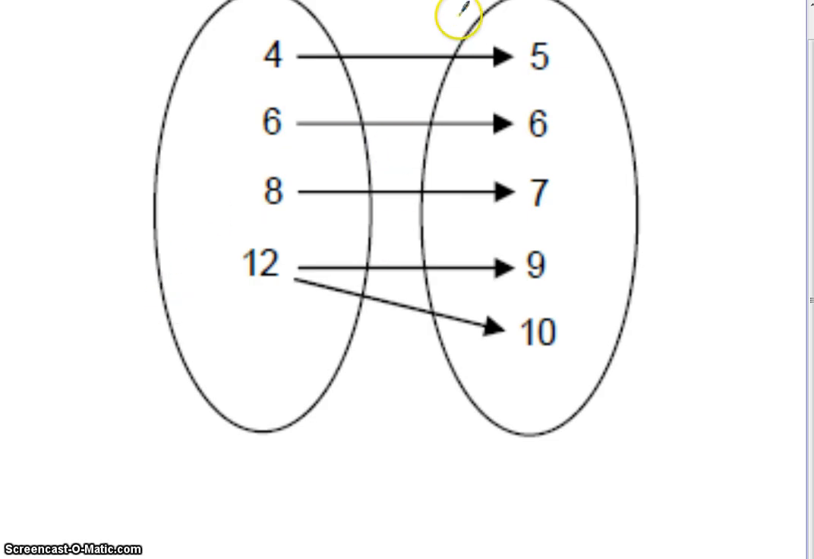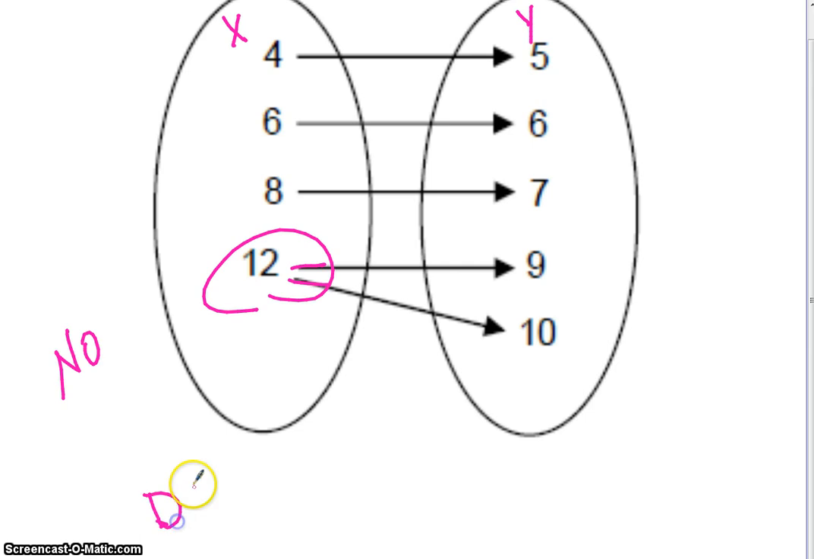Okay, so now let's look at this mapping. First of all, I want to know, is it a function? And the answer here is no, because 12 has 2 lines leaving it. Now, I don't care at all about the right side. Remember, the left is your x and the right is your y. And the rule for being a function is x cannot repeat. So you only look over here, and the way you know it repeats is there's 2 lines leaving it.